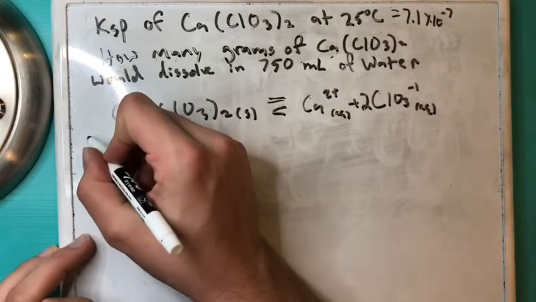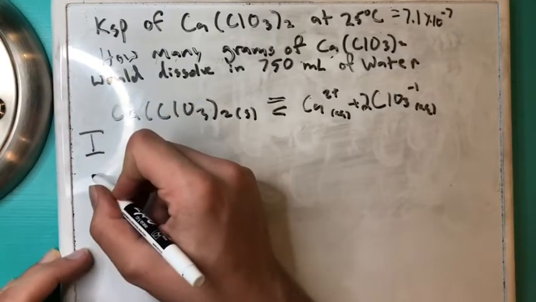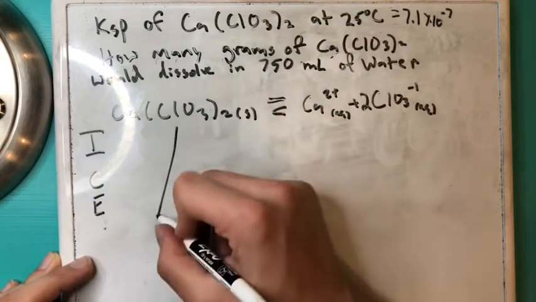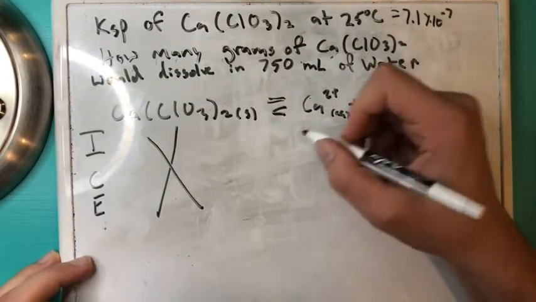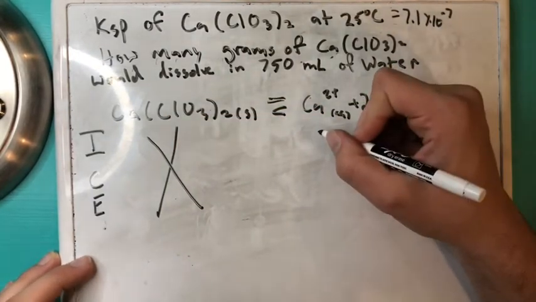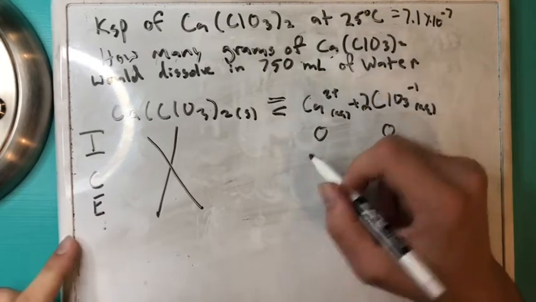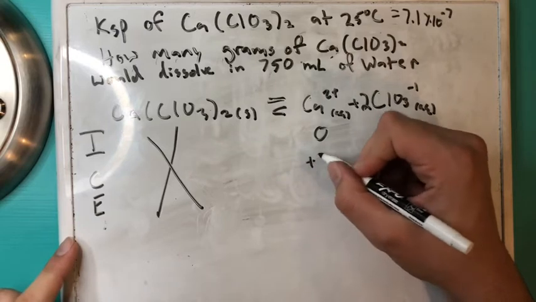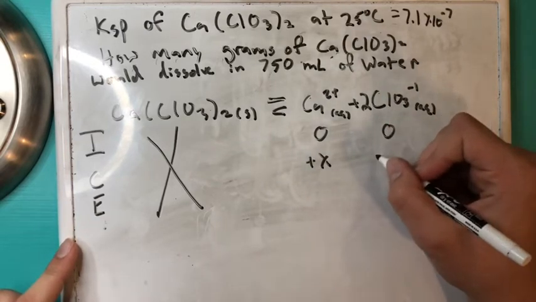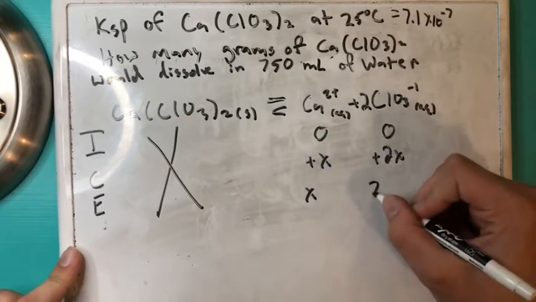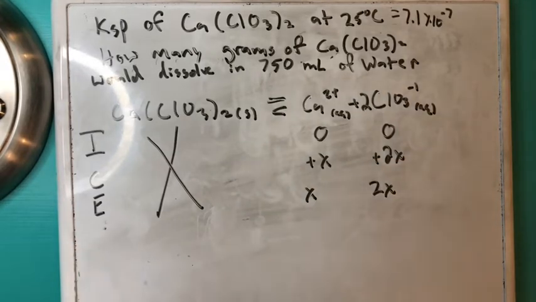So as with the other ones, we need to make an ice table. So since this is solid, again, we're just going to X it out. And initially, there's 0 calcium, so 0 and 0 for the chlorate as well. So the change is plus X, because there's a 1 coefficient there, plus 2X for the chlorate ion, because there's 2. And here we're going to get X and 2X, very similar to the last one we did.